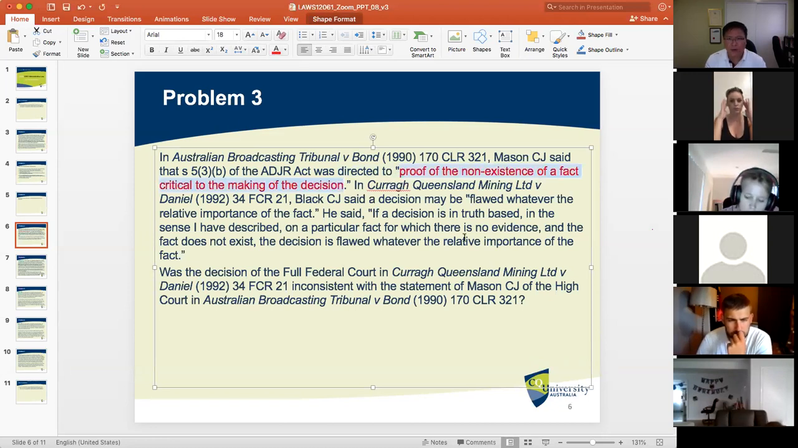Now, in Kerr v Queensland Mining Limited versus Daniel, Chief Justice Black in the Federal Court said that a decision may be flawed whatever the relative importance of the fact. And he said, if a decision is in truth based in the sense I have described on a particular fact for which there is no evidence and the fact does not exist, the decision is flawed, whatever the relative importance of the fact. The question is, was the decision of the Full Federal Court in that case inconsistent with the statement of Chief Justice Mason of the High Court in Australian Broadcasting Tribunal versus Bond?